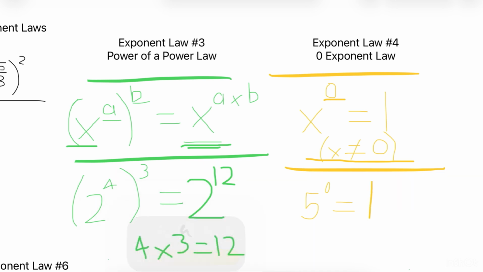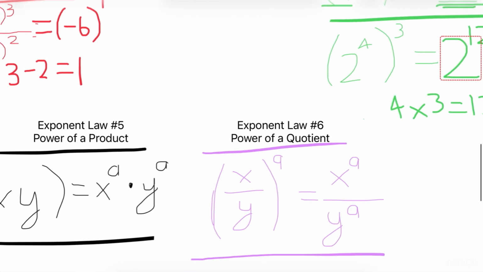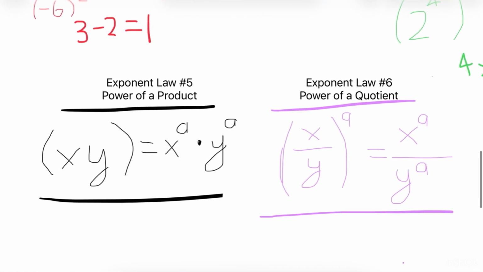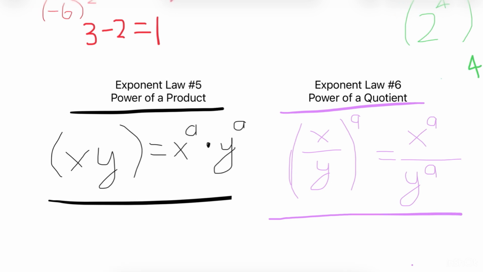Now, last but not least, we have exponent law number 5 and exponent law number 6. Number 5 is called the power of a product law. And this law states that when a product of factors is raised to an exponent, the exponent applies to each factor inside the brackets. So as you can see, for x times y with the exponent a up here, your answer will be x to the a times y to the a.